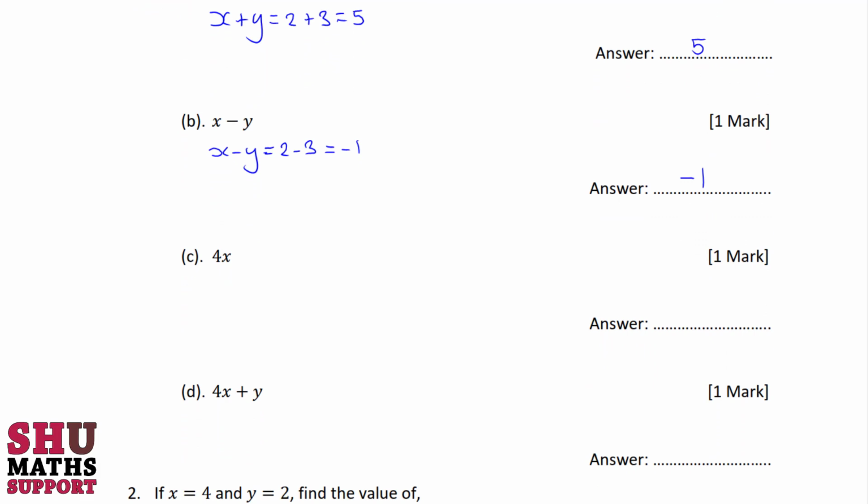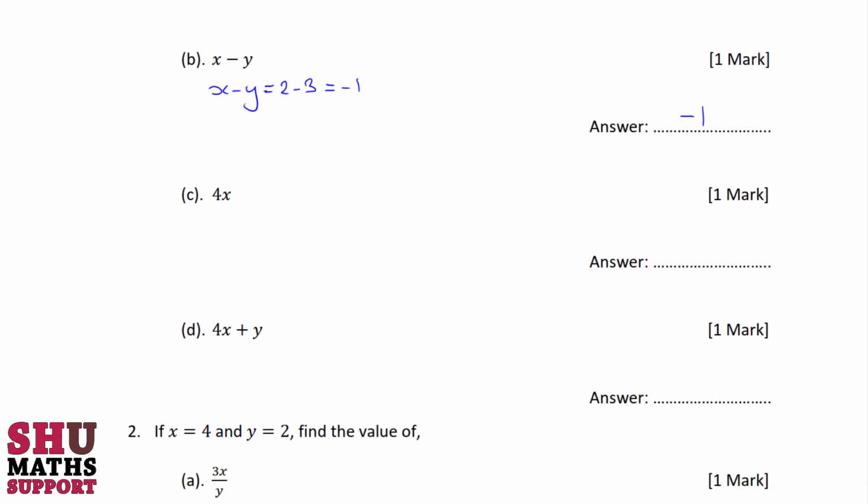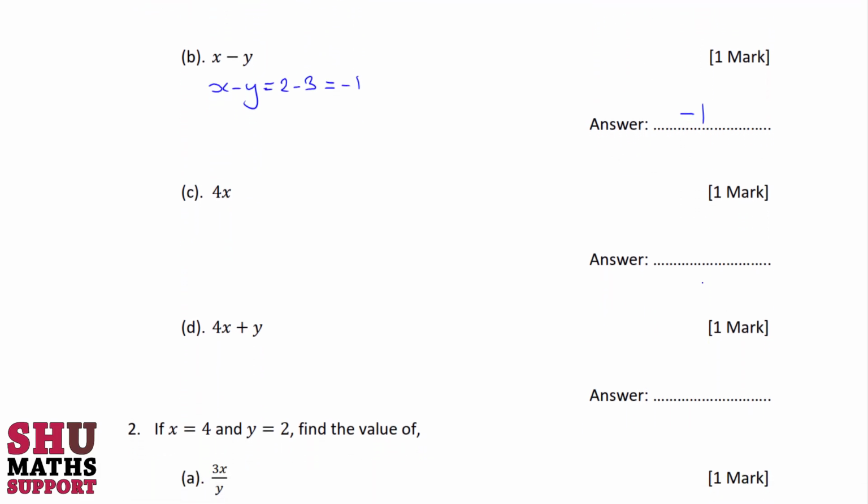Now the next question asks us to find 4x. So we have x is equal to 2. So we'll rewrite 4x. And that's equal to 4 times the value for x, which we know is 2. So that's 4 times 2. And 4 times 2 is equal to 8. So the answer for this question is 8.